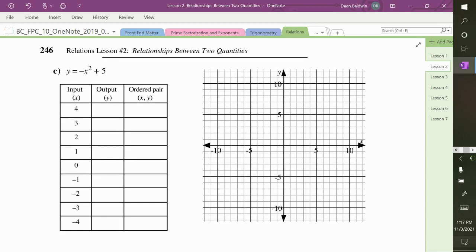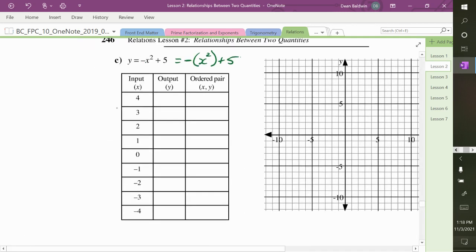I will point out one thing, people. When you have this negative in front here, it actually means this. Negative, square the x, and then add the 5. So whatever number you put in for x, you're going to square it and then multiply by negative 1. So if you put 4 in, what's 4 squared? 16. Times negative 1 plus 5. Negative 11. So do that for the table and then graph it.